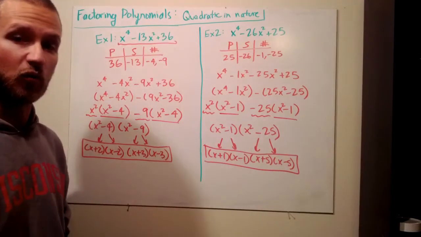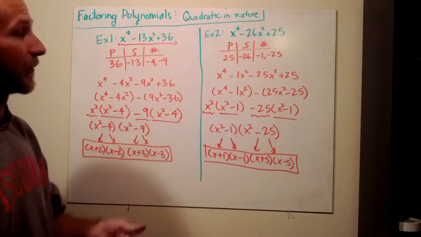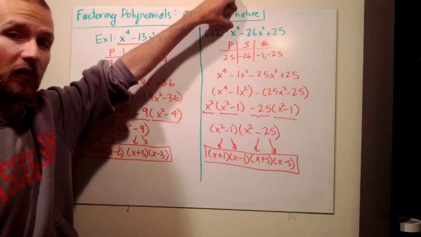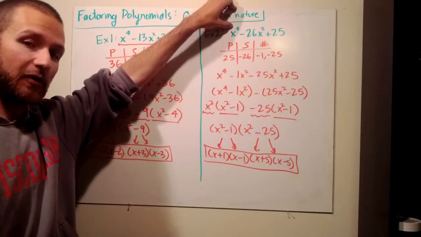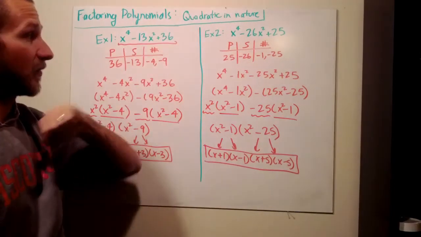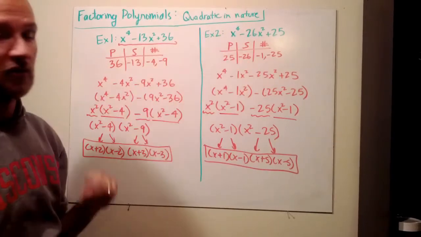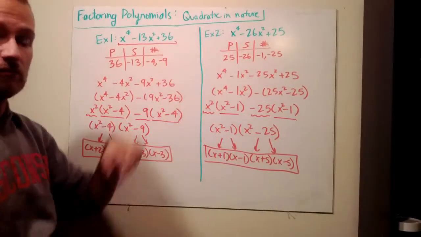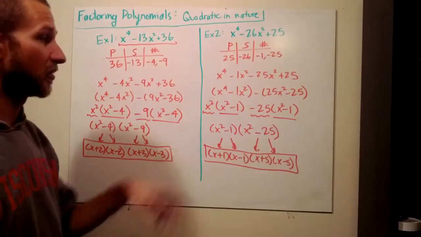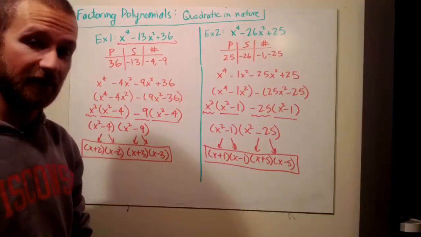Okay. So quadratic nature, to sum things up, is that some polynomials, even though they are much bigger, say x to the fourth, they actually factor almost exactly the same as quadratics do, which would be x squared. To do that, if we have a trinomial, if the exponents are double one another, we can try a product sum table, and if you can find two numbers that work, you can go ahead and split the middle term and factor just like quadratics.